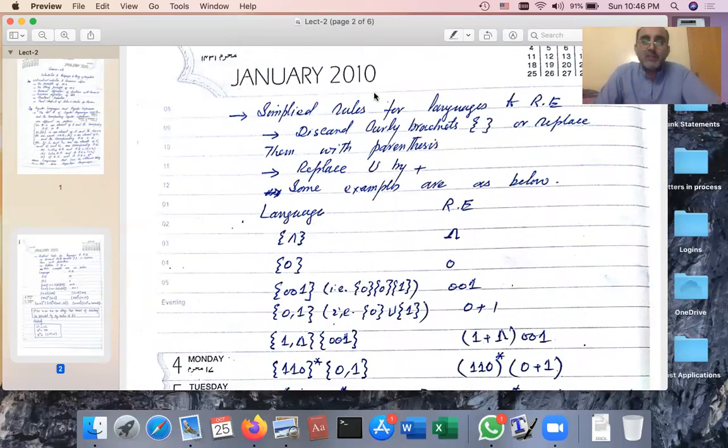By the way, leave this January 2010. So this is the diary which I used. It's an old one. Otherwise, the text is not the old one. It is something new, according to the third edition of John C. Martin.